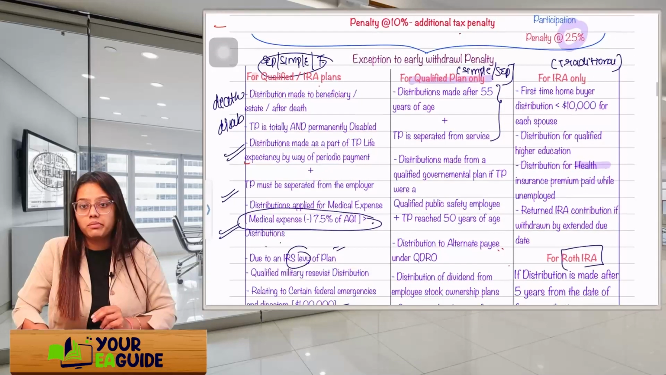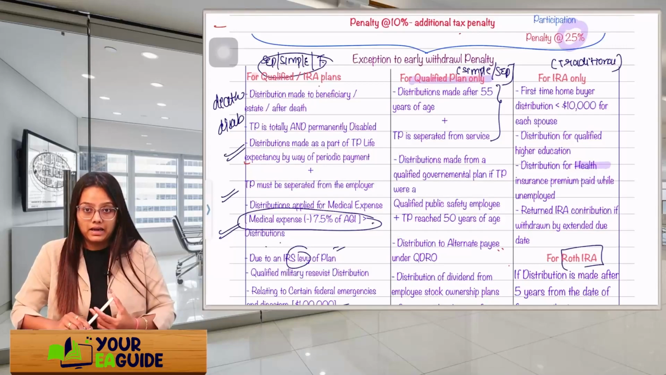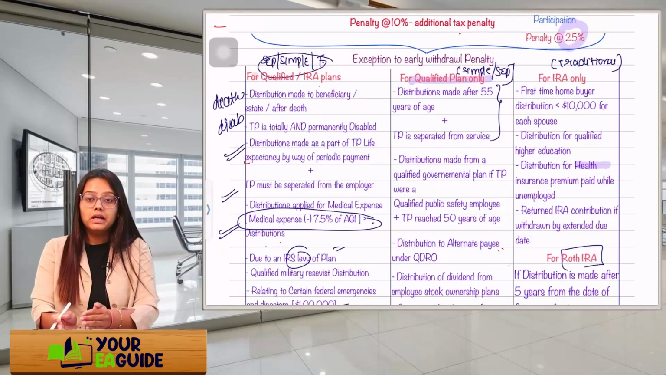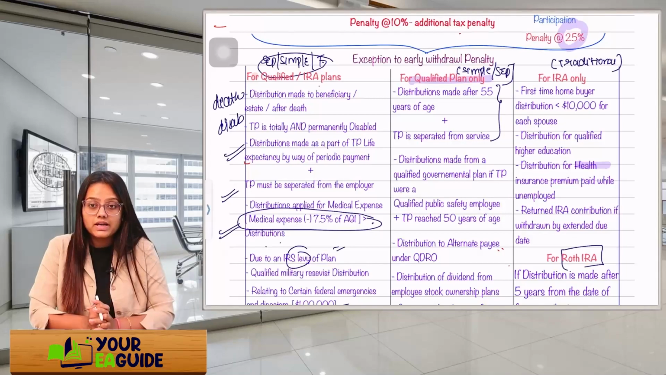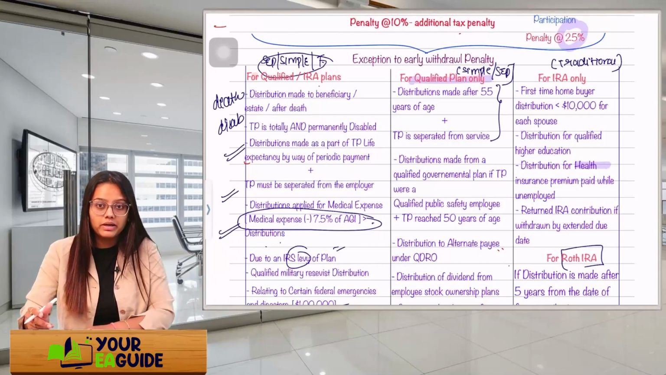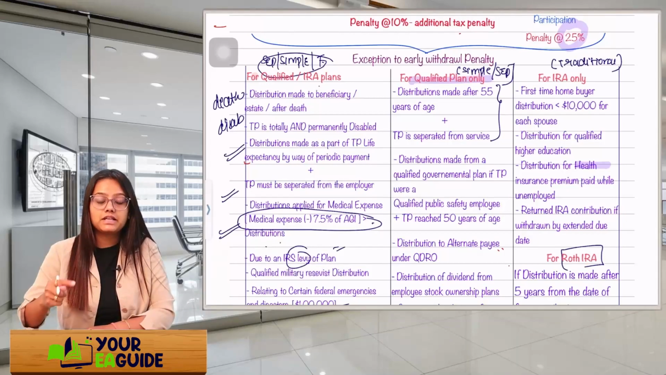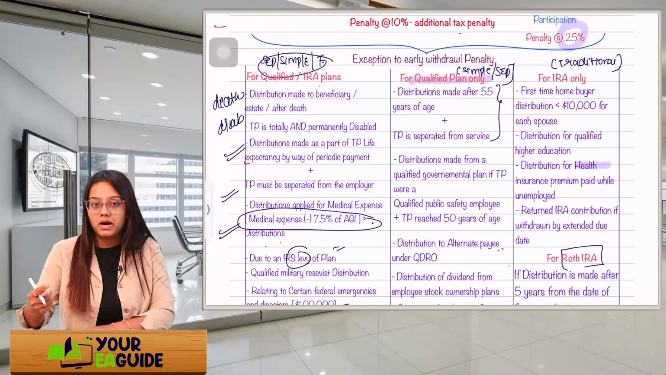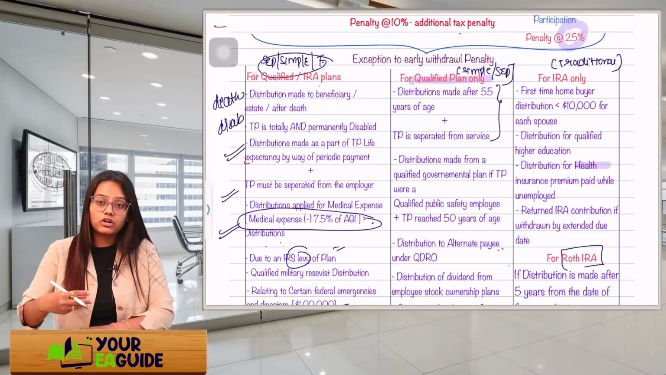Second is the distribution made from a qualified government plan. Okay, so he should be working as a government employee. So from that qualified retirement plan which is designed for the government employees, plus he is a public safety employee. What is public safety? Let's say police department is there, fire safety is there, some government hospitals are there. So those are working for the public safety.